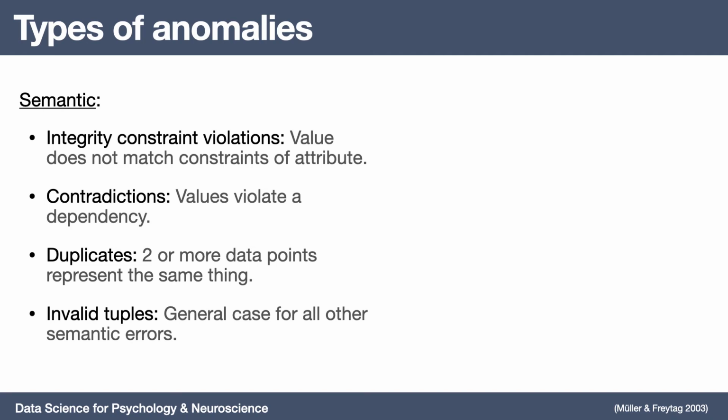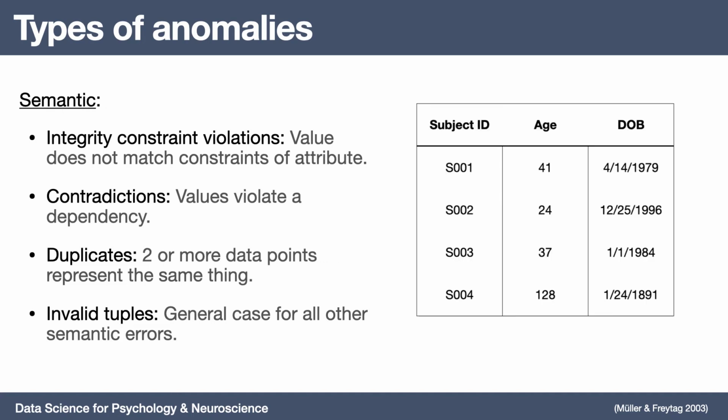And finally, there are invalid tuples, which is just a general case for all the other semantic errors. Semantic errors are complicated, so there are many ways in which the mapping between the meaning of an entry and its representation for an underlying variable can be broken. And so invalid tuples are just the general case for that.